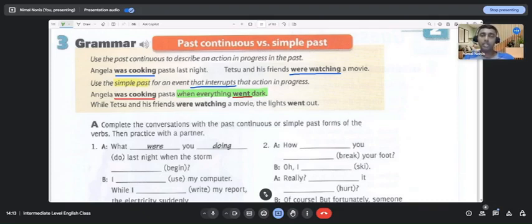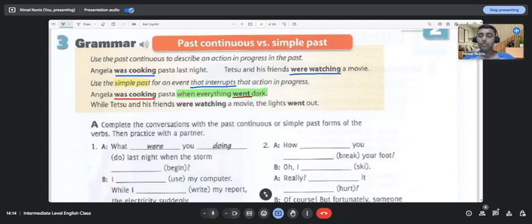I hope you all understand when to use past continuous tense and when to use simple past tense. So you can see in this example, Angela was cooking pasta when everything went dark. Let's look at the next sentence as well.